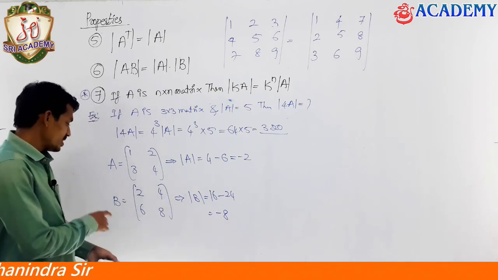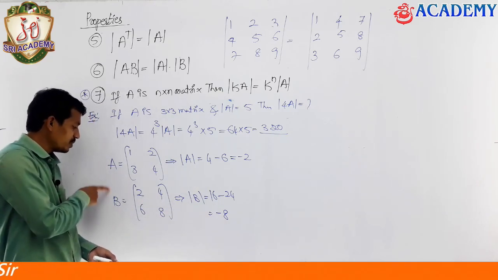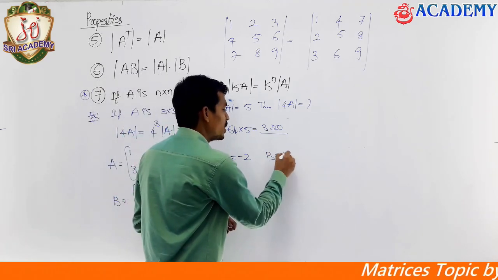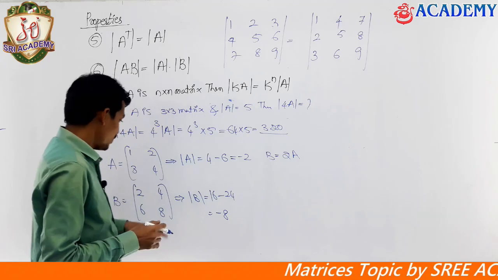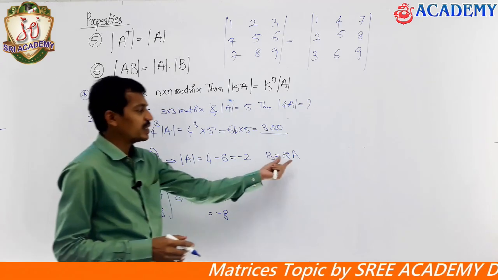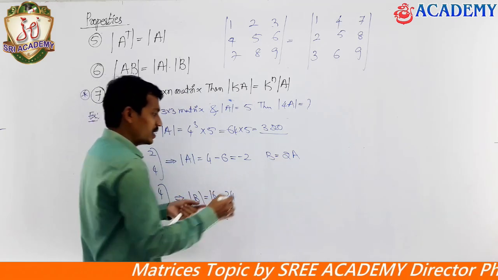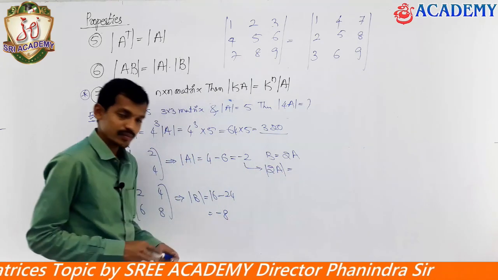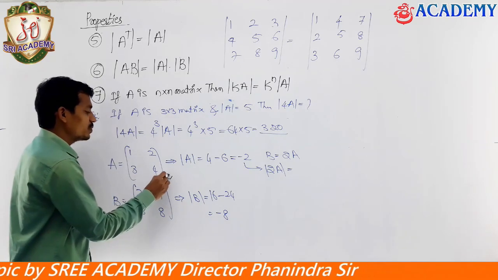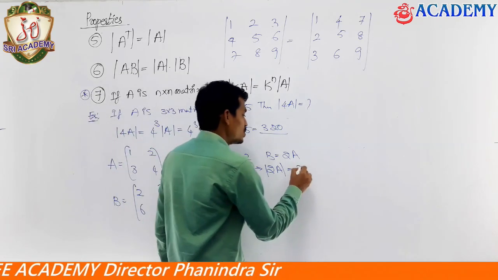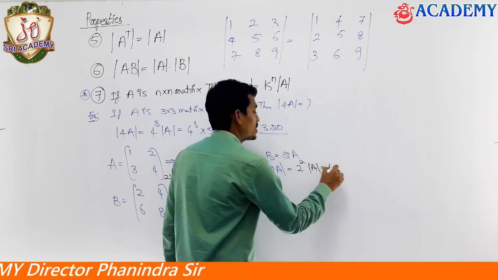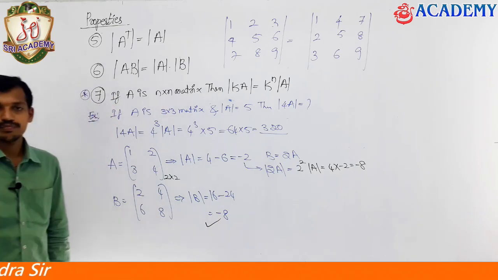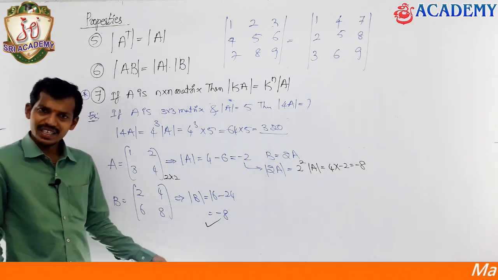Let's see here, this is B, this is A. We have the relation between A and B: B equals 2A. Finding the determinant of B is nothing but the determinant of 2A. The determinant of 2A is what? This is of order 2 by 2, that's why 2 square into the determinant of A. 2 square is 4, into minus 2 is minus 8. You got it or not?